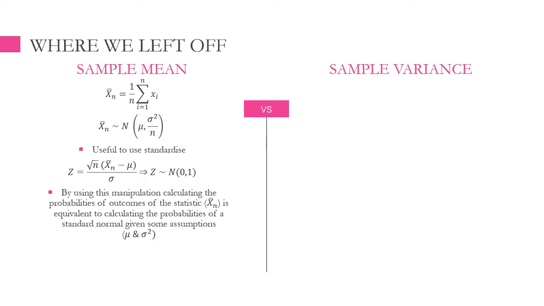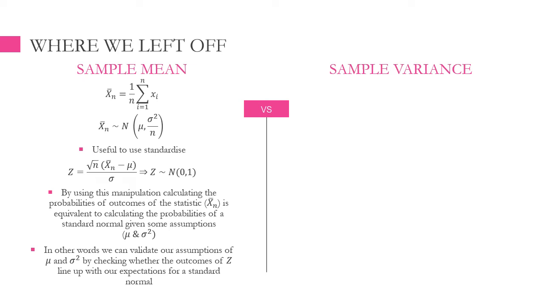calculating the probabilities of outcomes of the xn bar statistic is equivalent to calculating the probabilities of a standard normal, if we're given the mu, the population mean, and the population variance. In other words, this means that we can validate our assumptions of mu and sigma squared, because we can check whether the outcomes of z, the standard normal random variable which we defined above, line up with our expectations of a standard normal random variable.